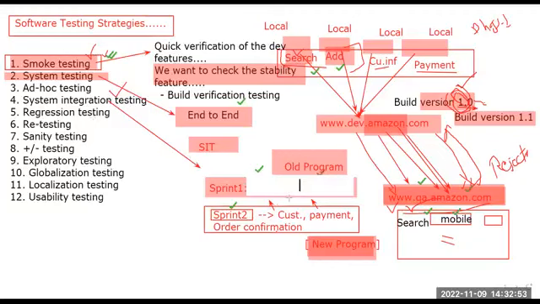For this older functionality, whatever testing we perform to make sure that it's not impacted, that testing we are calling what? Regression testing. Getting my point? Yes, sir.